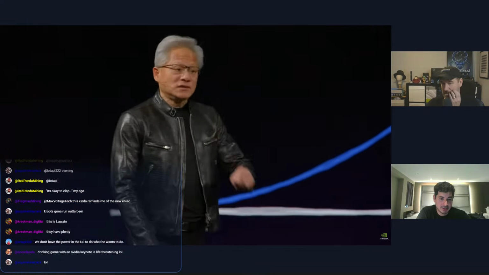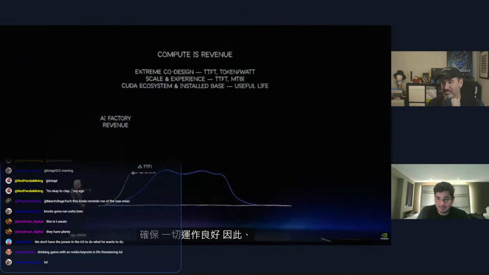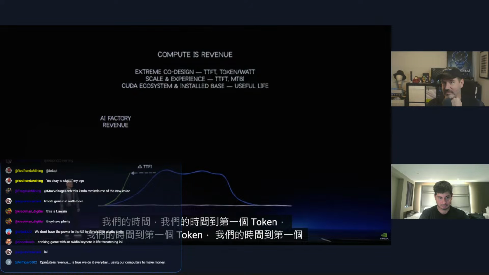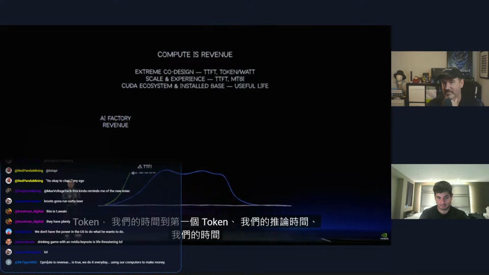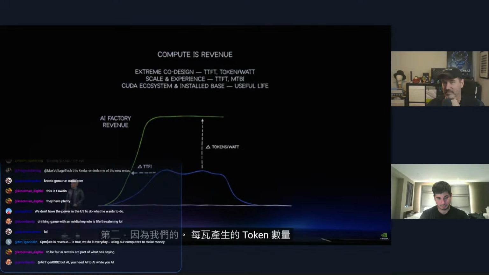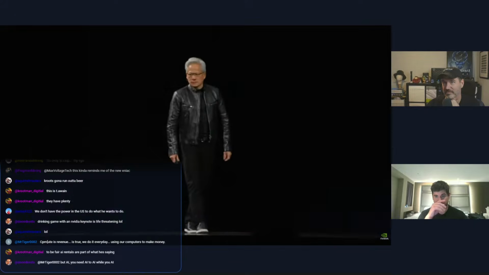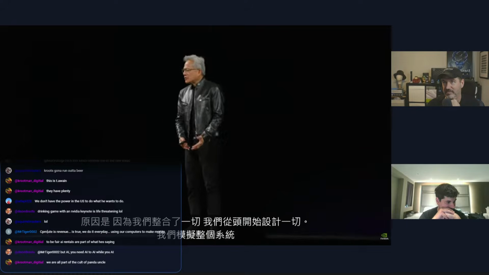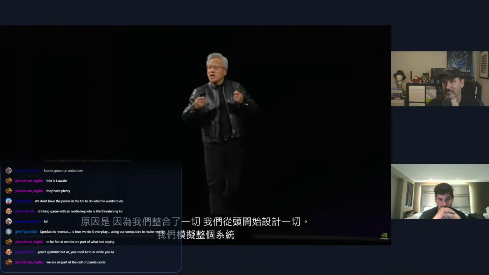To do it. As a result of that, our time to first token, our time to first inference, our time to training turned on is much faster. Second, because our throughput per watt, our tokens per watt is utterly world-class. And the reason for that is because we integrate everything, we design everything from the ground up, we simulate the entire system, and we use extreme co-design.